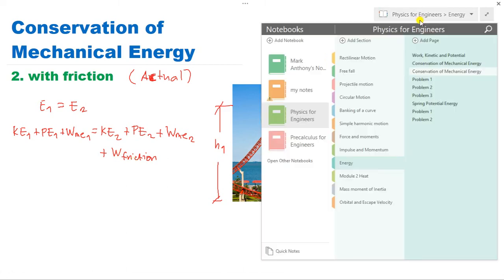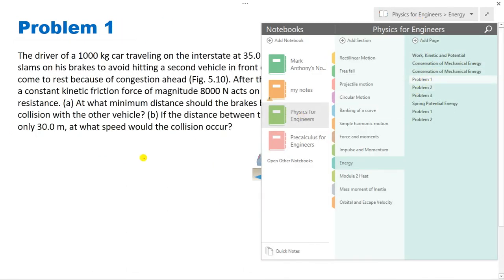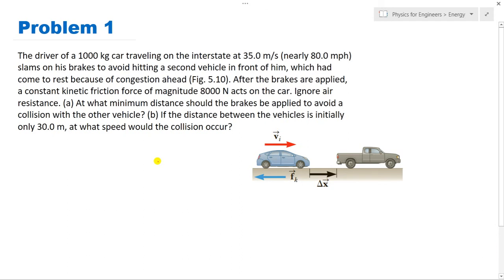Okay, so in order to internalize that one, let's answer some problems. So here we have a figure and some data. It states here that the driver of a 1,000 kilogram car traveling on the interstate at 35.0 meters per second, nearly 80 miles per hour, slams on his brakes to avoid hitting a second vehicle in front of him. This second vehicle, colored in gray, had come to rest because of congestion ahead. So it is traffic.